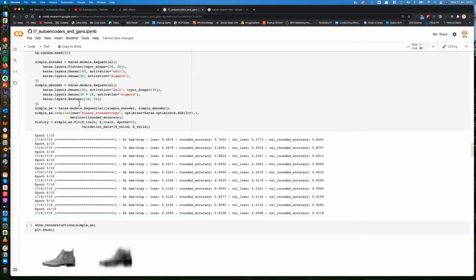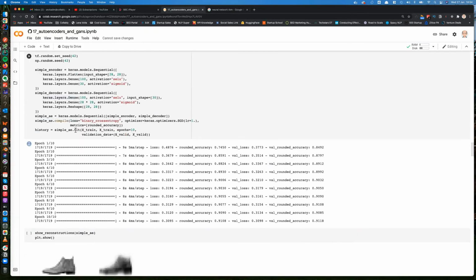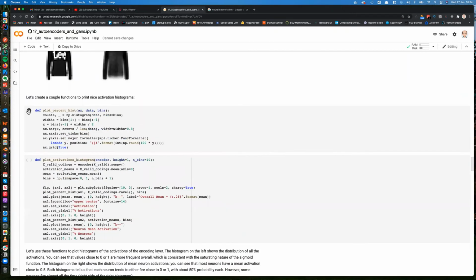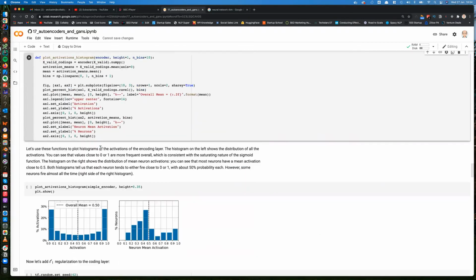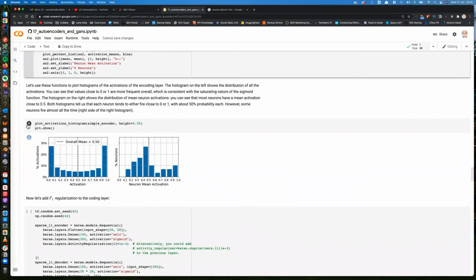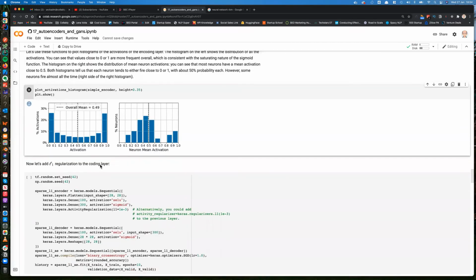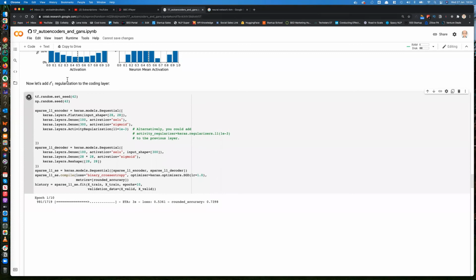So they have got an example. This is the sparse autoencoder. This is without that sparsity, and this is the kind of output that you get from it. And then let's have a look. There are some functions to help plot various things. This is a plot of the activations before you've added in sparsity. And then let's add in the regularization. And while that's training, yeah, that's a little bit slow actually.